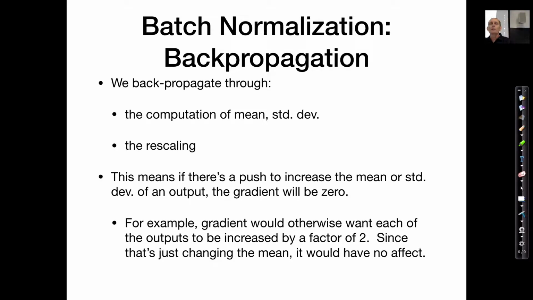So let me make sure this is also clear. We're calculating this mean and standard deviation and doing the rescaling in a way so that that will be part of our backpropagation. So we're going to actually be backpropagating through our rescaling, okay? Which is where it's going to get this kind of undoing effect, where it's going to undo the rescaling.